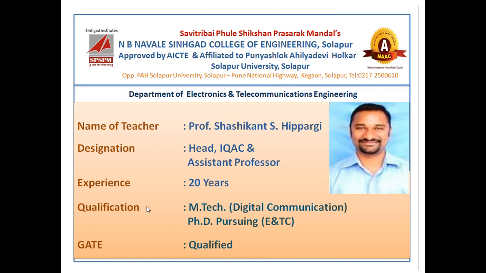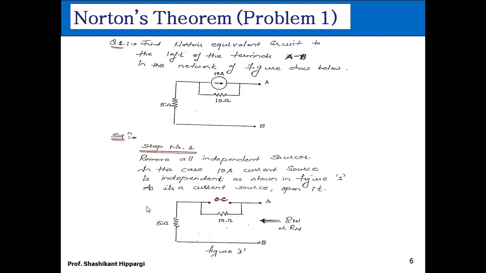Here we'll be dealing with the problem. I'll take a simple problem with a single source, and as we go further we'll make the problems more complicated. So to understand the basics of it, we'll start with a very simple problem. Now here the question is, find Norton's equivalent to the left of the terminals A and B in the network of figure shown below, right? So the question is, you need to find out the Norton's equivalent between the point A and B.